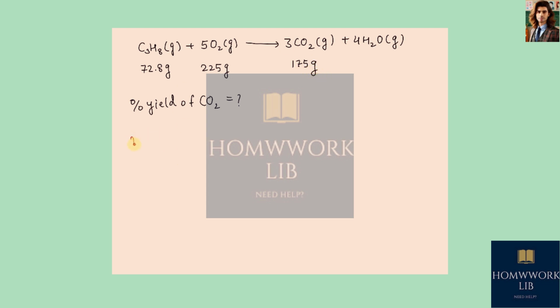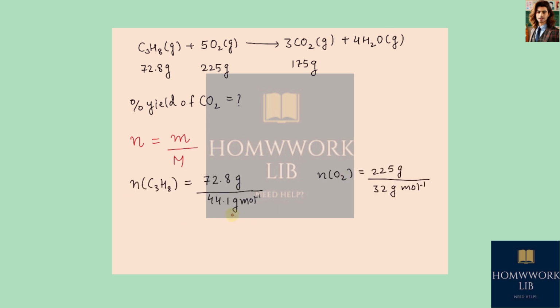First of all, we will calculate moles. That will be equal to mass over molar mass. We need to calculate moles of propane and moles of oxygen gas. We can substitute the values here. In this manner, now we can eliminate the common unit gram from here, and on solving this we are getting moles of propane equals to 1.65 mole and moles of oxygen equals to 7.03 mole. Now we need to identify the limiting reagent.